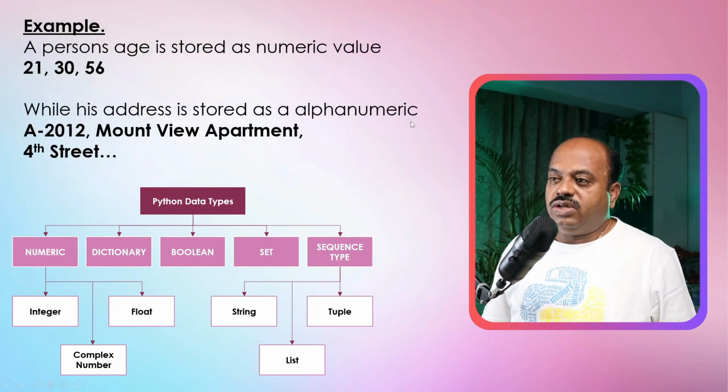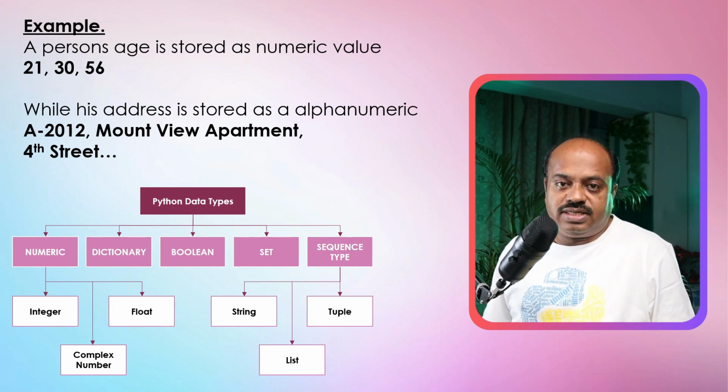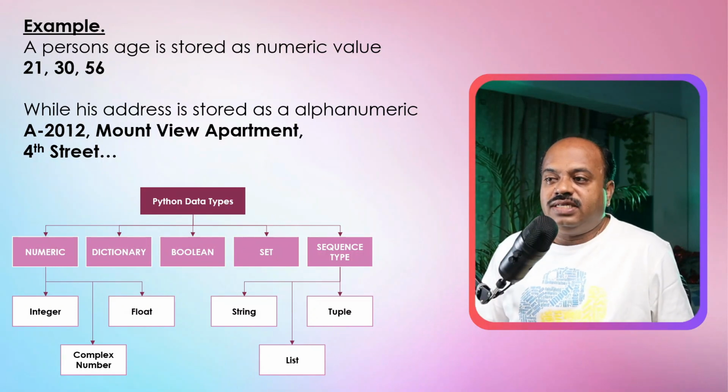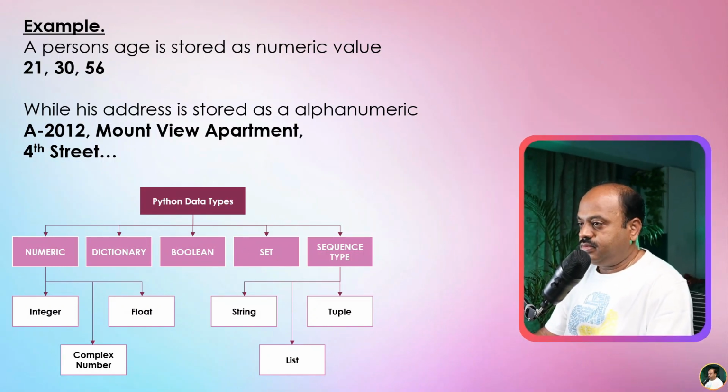For example, if you see on the screen, a person's age is stored in a number, right? 21, 30, 56. The age is stored in a number, while his address is stored in an alphanumeric form, that is 82012 Mount View apartment, etc. Now, to understand this more clearly, let us go on the screen.